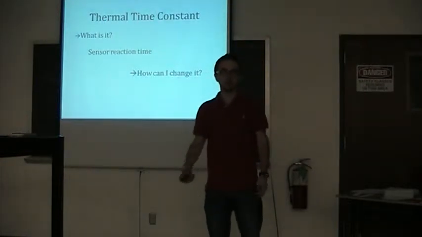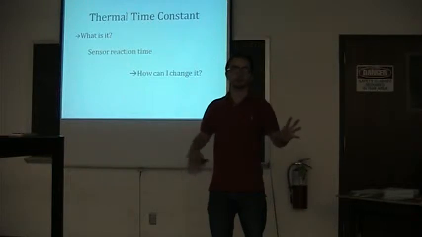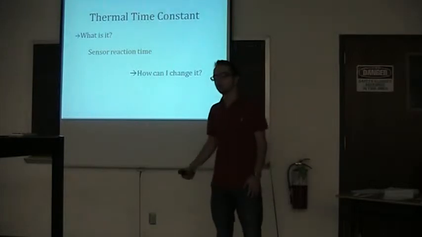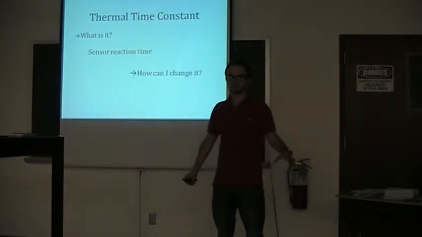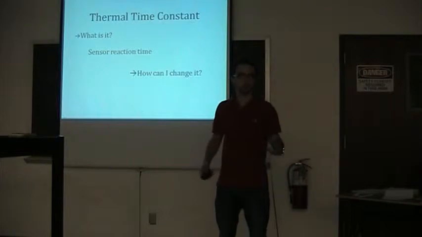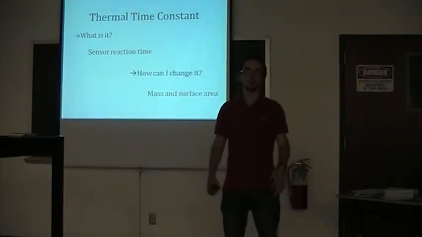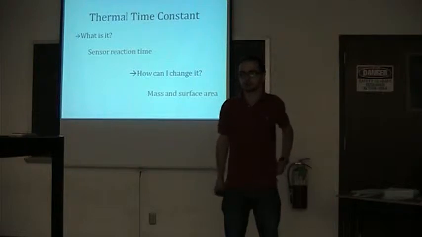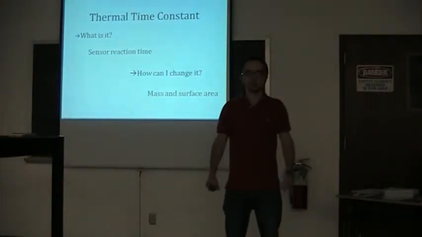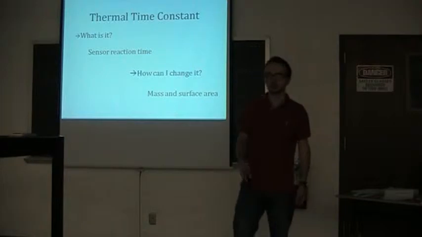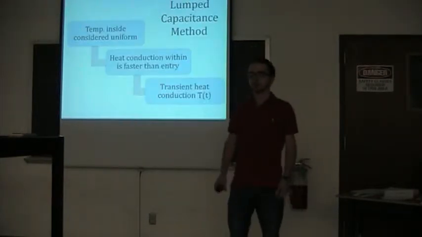Let's say you needed a smaller thermal time constant for a specific purpose, and you wanted to see what you could do to make it smaller, a faster reaction time. You would change the mass and the surface area of your thermocouple. If you had a larger mass, that would mean a larger time constant. If your surface area was larger, then you'd have a smaller time constant, faster reaction time.